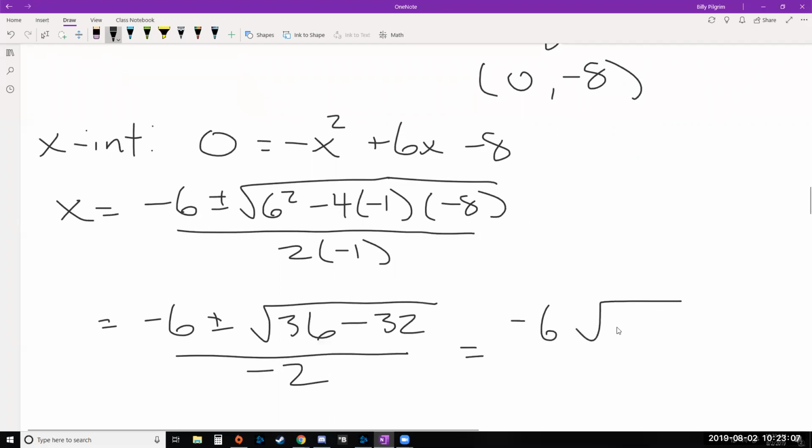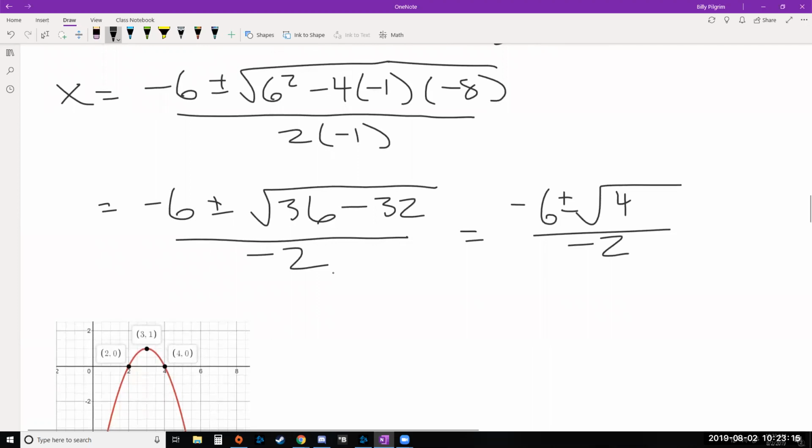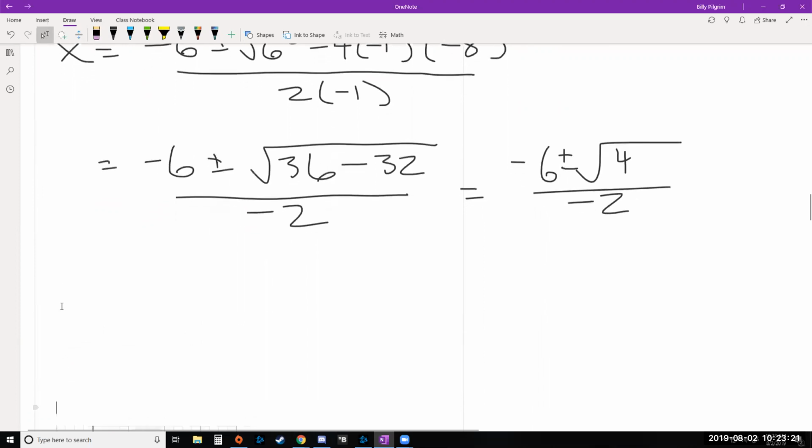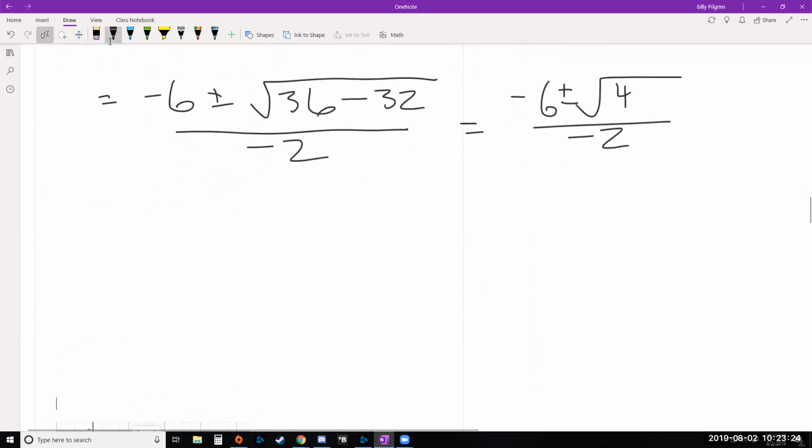Well, we get the square root, plus or minus, 36 minus 32 is the square root of 4, all over negative 2. And we know the square root of 4 is the same thing as 2. Okay, so we're going to end up with negative 6 plus or minus 2 divided by negative 2, that is. Okay, so now we're ready to split into our two cases, plus and minus.